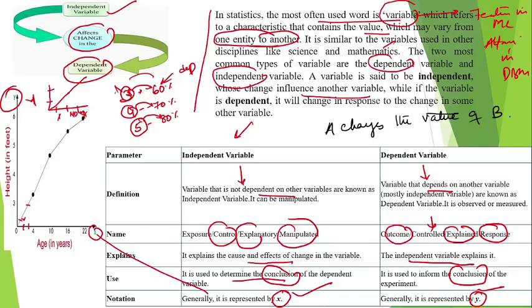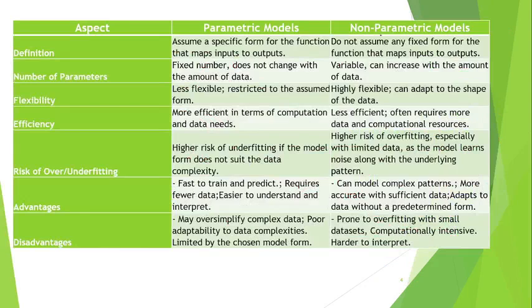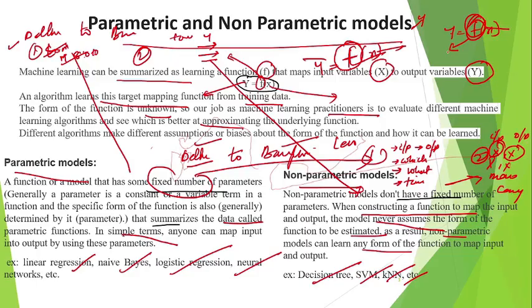Now coming to the other one, let's move on. I have just done it in a tabular format. What is this tabular format? Definition. Assumption: a specific form of function mapping input to output. In non-parametric, we do not have any fixed format of input and output. In parametric, we have input and output, so we have mapped them.